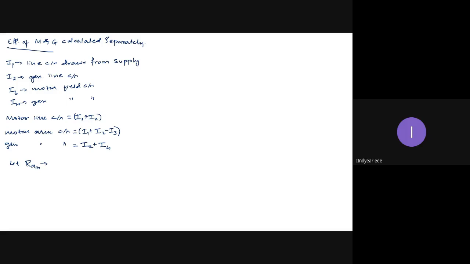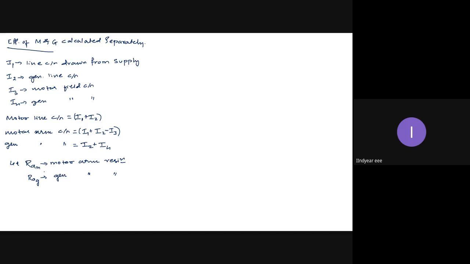So RAM is the motor armature resistance, and RAG is the generator armature resistance.